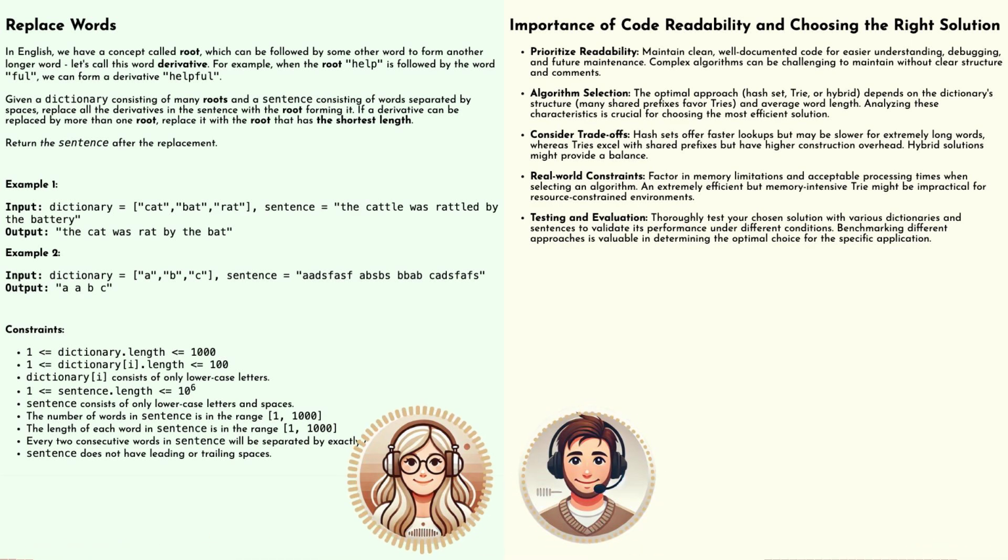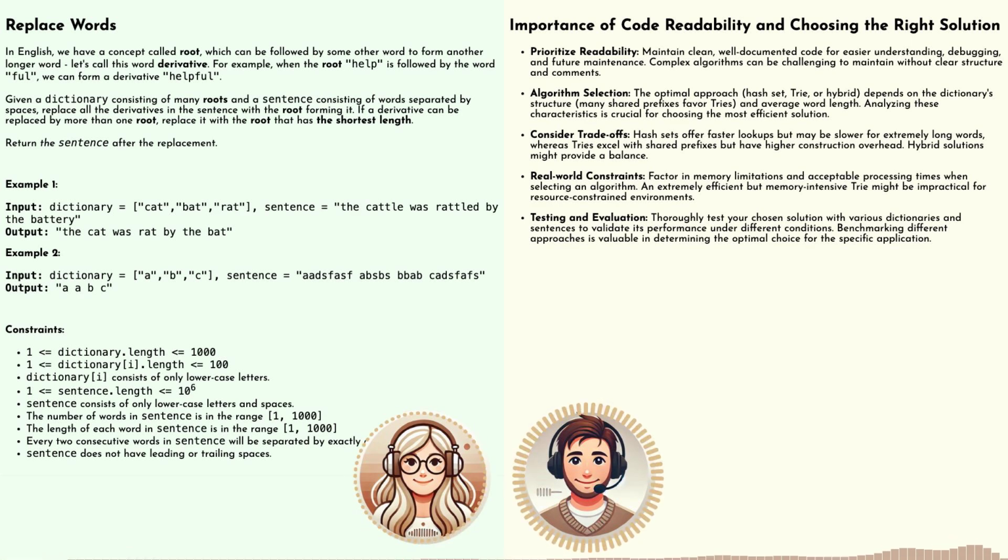Now, the try, while super efficient, can be a bit more complex to code and understand, especially for someone who's never seen a try before. Yeah, there's more going on behind the scenes with that tree structure. Elegant, but maybe not as easy to grasp right away. And as you might guess, the hybrid approach falls somewhere in between. Probably more complex than the pure hash set approach, but simpler than a full-blown try.